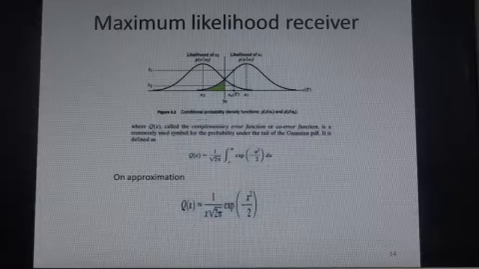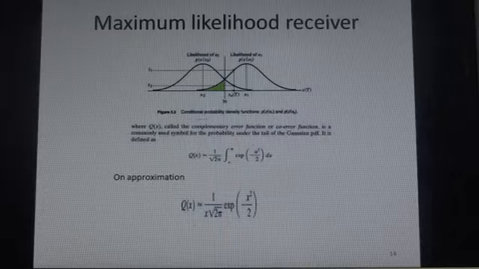Q(x) is called the complementary error function, or co-error function, and it is a commonly used symbol for probability under the tail of the Gaussian PDF, which is usually an error region. It is defined as Q(x) = 1/√(2π) ∫ from x to infinity of e^(−u²/2) du. On approximation, it yields (1/(x√(2π))) e^(−x²/2).